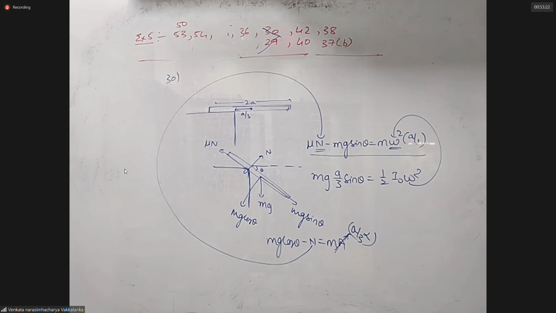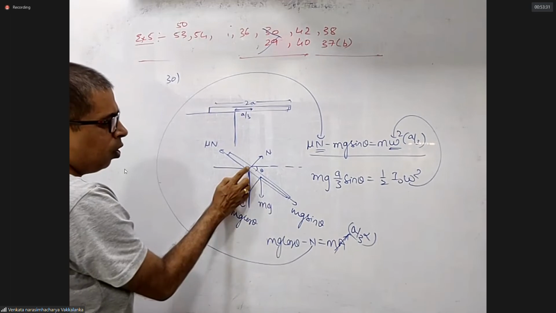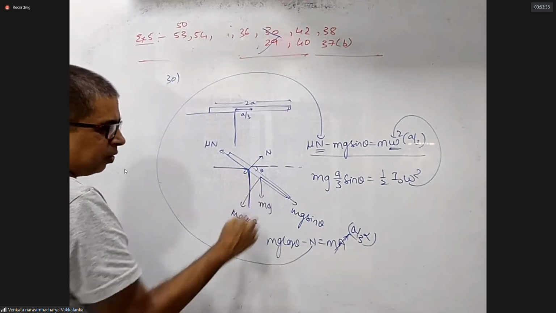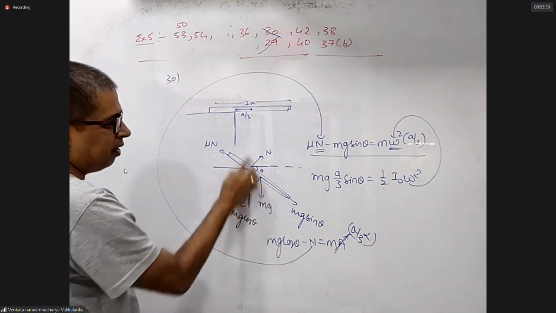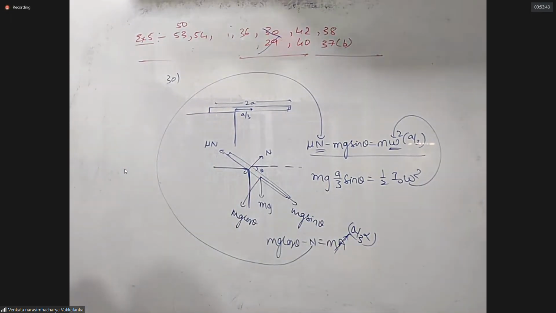So you could write a equal to R alpha, because it is pure rotation about O. Acceleration of this point with respect to ground is acceleration of this point with respect to O plus acceleration of O with respect to ground. Acceleration of this with respect to O is R alpha, plus acceleration of O with respect to ground is 0.